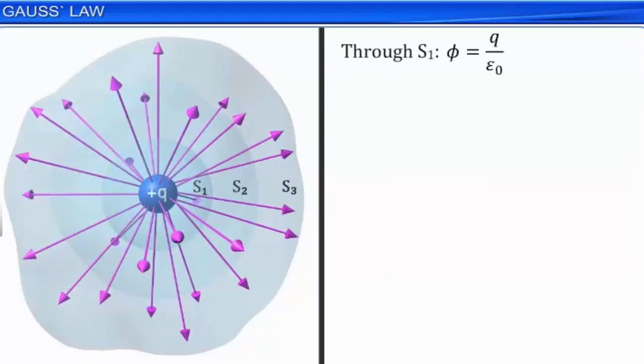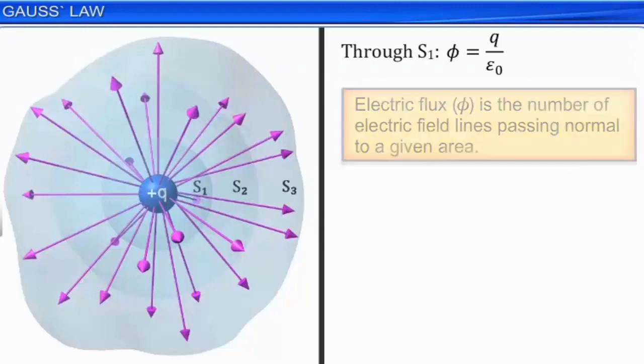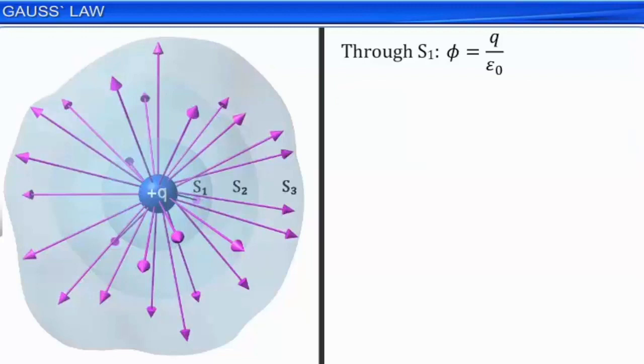By definition, electric flux is the number of electric field lines passing normal to a given area. Here, we observe that the number of electric field lines that pass through S1 also pass through S2 and S3, normal to their surfaces. Hence, the net flux through S2 and S3 is equal to net flux through S1. That is, phi is equal to Q by epsilon naught.